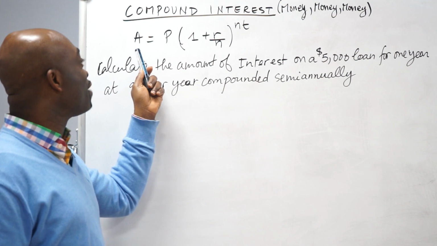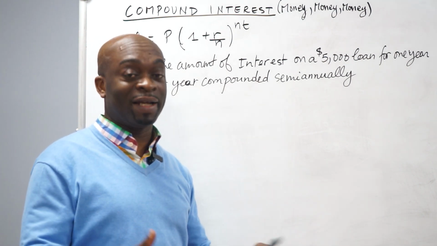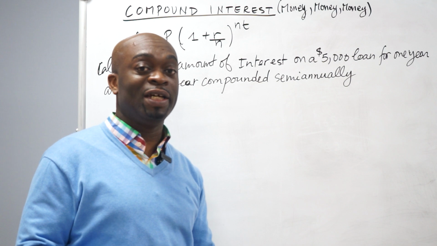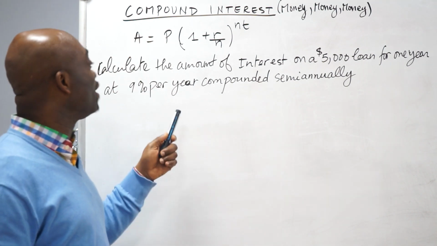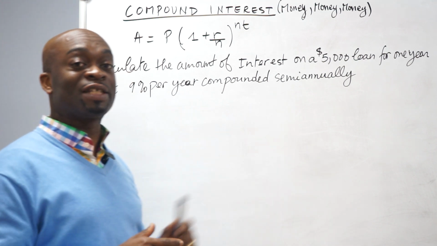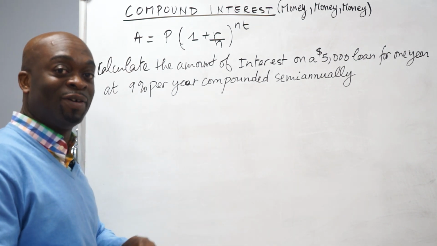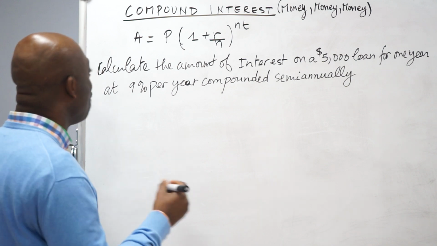So the first thing we have to find is how much money in total we are going to pay back at the end of that 1 year. Then after that, we can find the interest, because that's our final answer. Everybody with me? We're taking our time right now to understand what's happening. So let's go for it.